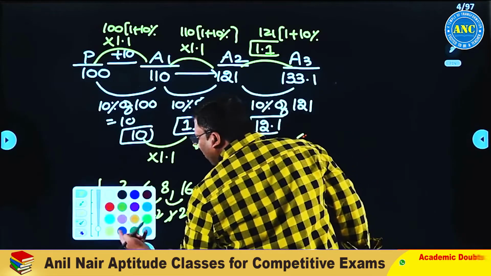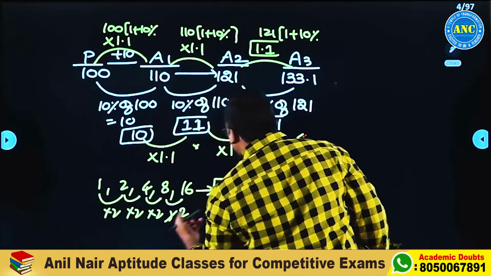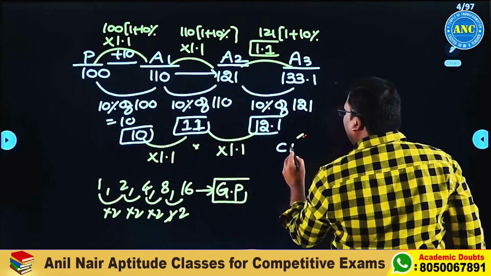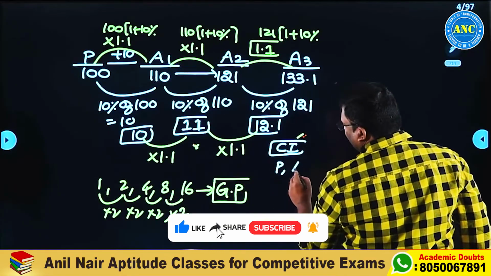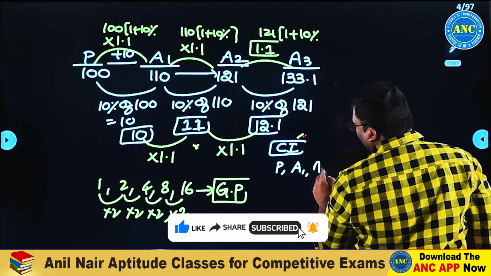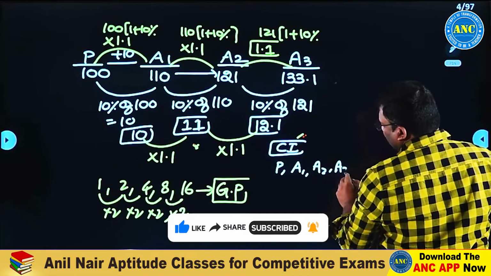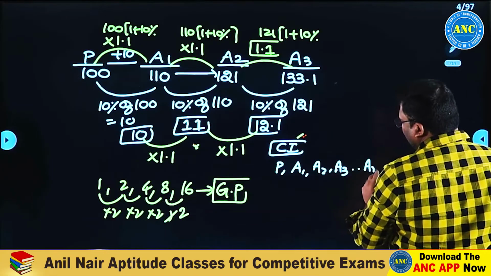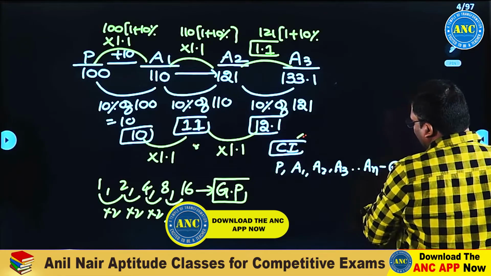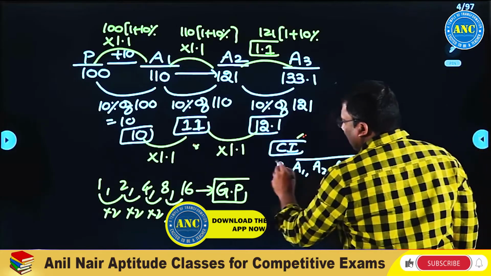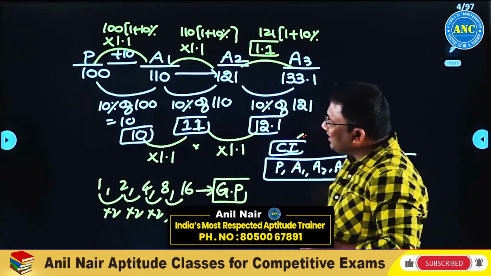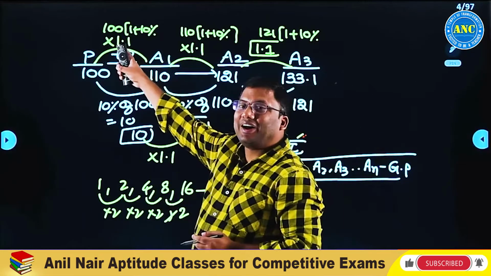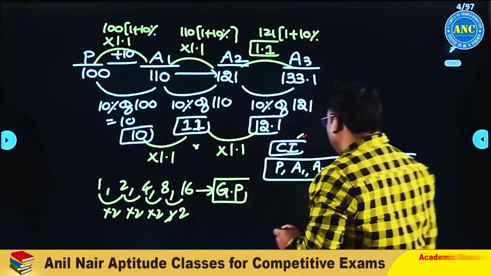Extremely important point. Very, very important point. In compound interest related problems, P, A1, A2, A3 and so on up to AN are in geometric progression. What is the ratio we got? What is the R value? 1.1 we got.